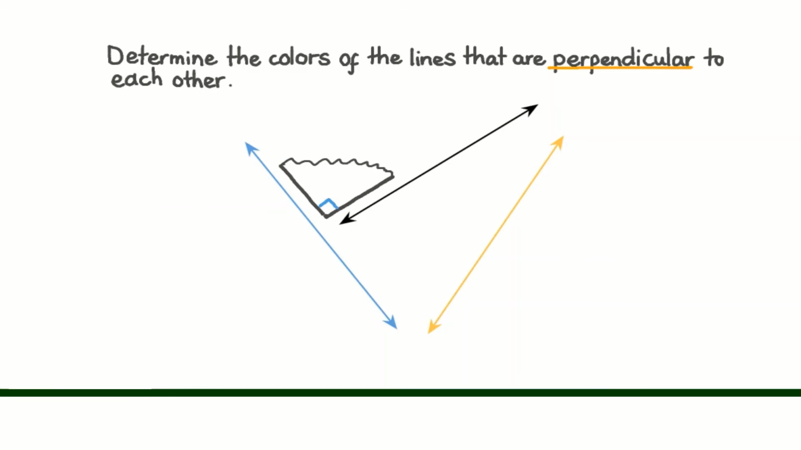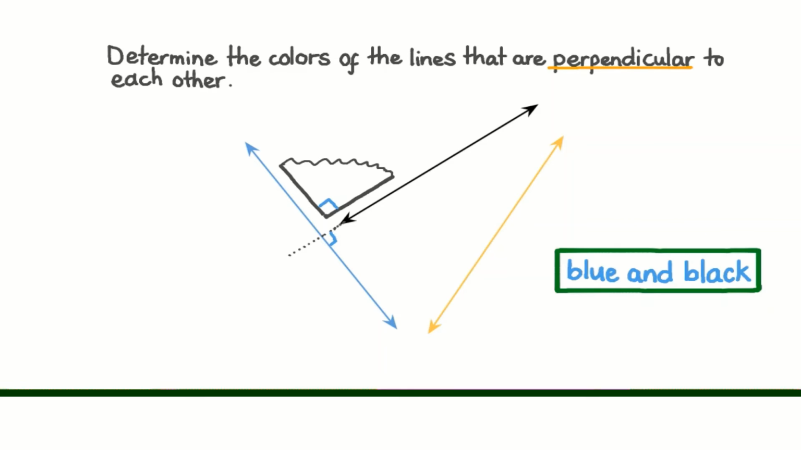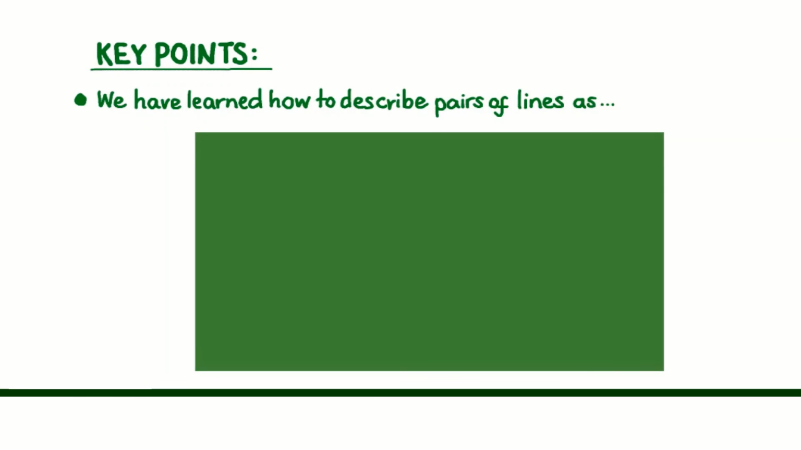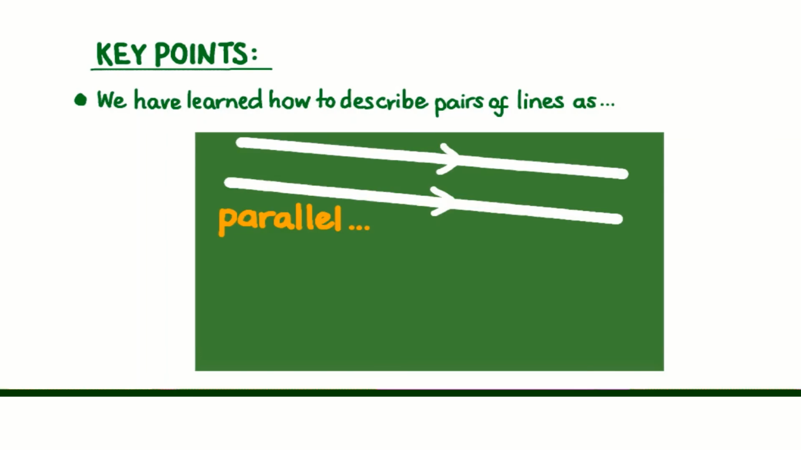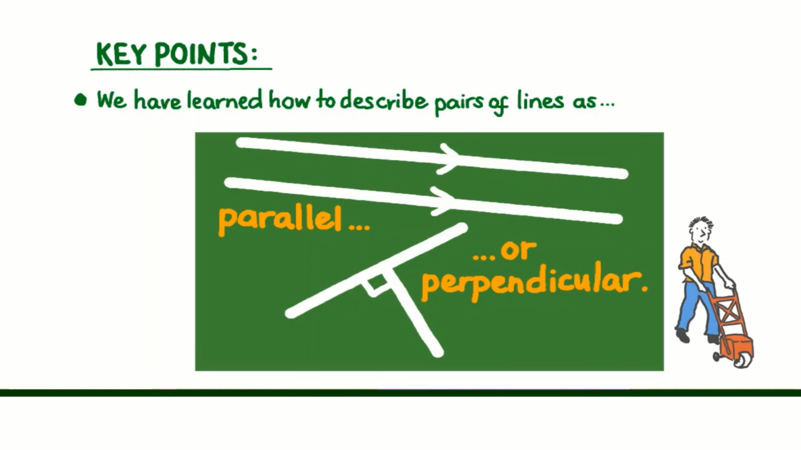It fits here, doesn't it? Although the lines aren't touching, we can see that the blue and black lines are perpendicular to each other. And we can see that if we continued the black line so that the lines did cross, they'd meet at a right angle. The colours of the lines that are perpendicular to each other are blue and black. So what have we learned in this video? We've learned how to describe pairs of lines as parallel or perpendicular.